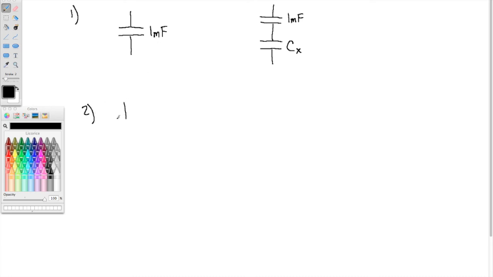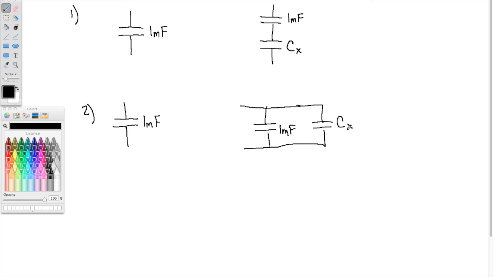Second, let's take that 1 millifarad again. And let's now make a parallel combination. What can you say about the equivalent capacitance here as compared to 1 millifarad? Is the equivalent capacitance here the same, less than, or greater than 1 millifarad? Or does it depend on Cx? So I'll let you think about those two questions, and I'll give you a hint. The answer is the opposite of what the answer would be if these were all resistors.